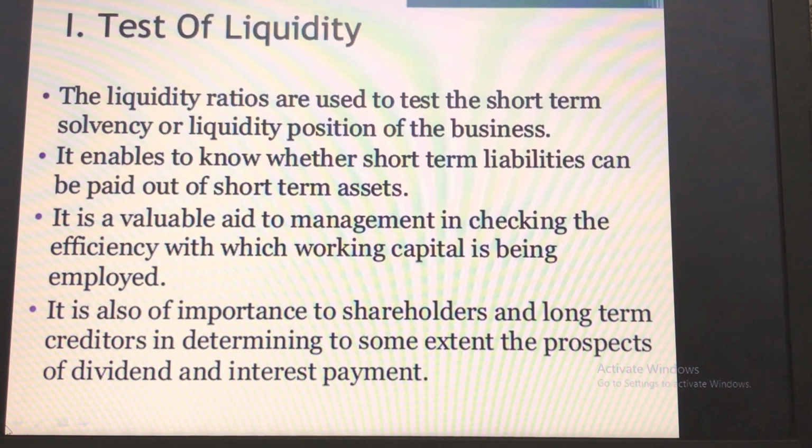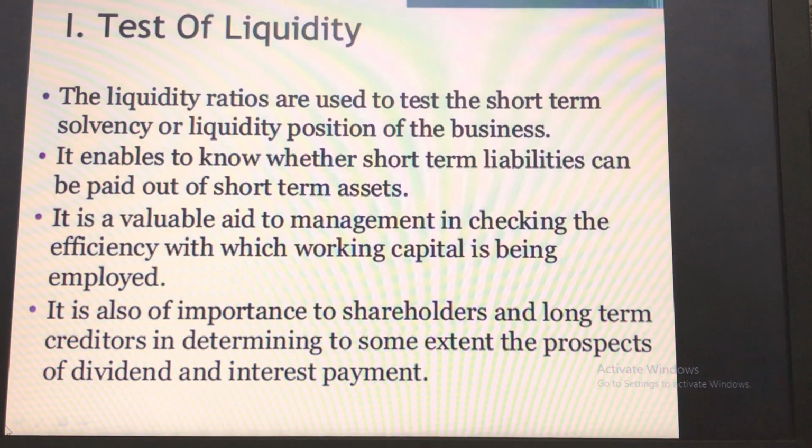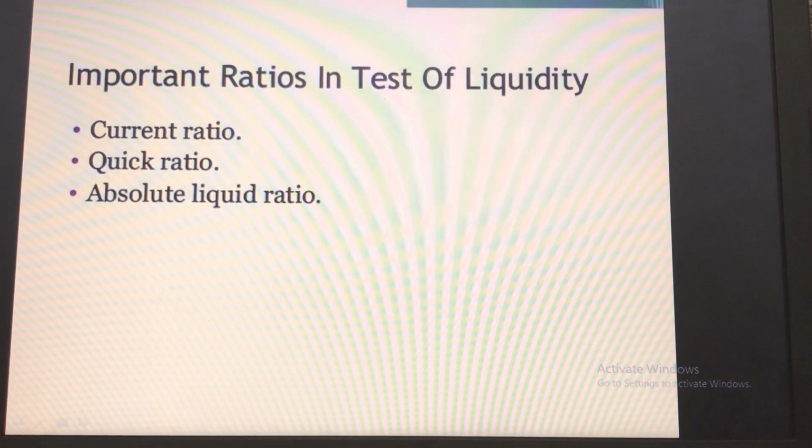The liquidity ratios are used to test the short-term solvency or liquidity position of the business. It enables to know whether short-term liabilities can be paid out of short-term assets. It is a valuable aid to management in checking the efficiency with which working capital is being employed. It is also of importance to shareholders and long-term creditors in determining to some extent the prospects of dividend and interest payment. Important ratios in test of liquidity: current ratio, quick ratio, absolute liquidity ratio.